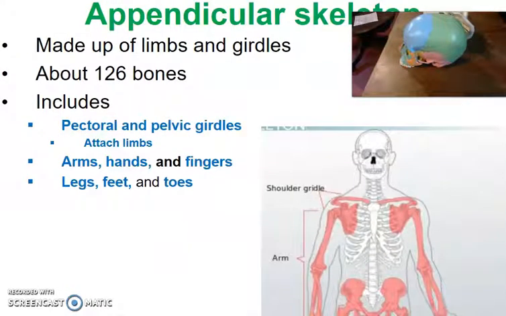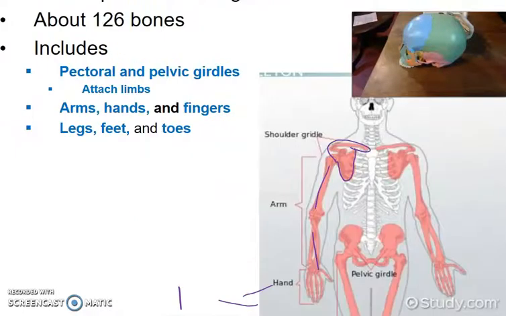Your appendicular skeleton are your appendages. They are attached. Now, that would be your arms, your legs, but notice the scapula and the clavicle are highlighted here. That is part of your appendicular skeleton. They hold the arms on. They're called girdles. So they're considered part of your limbs, not part of your axis. Same thing for your hips. Your hip bones are attaching your legs to your central axis, so they're considered appendicular.